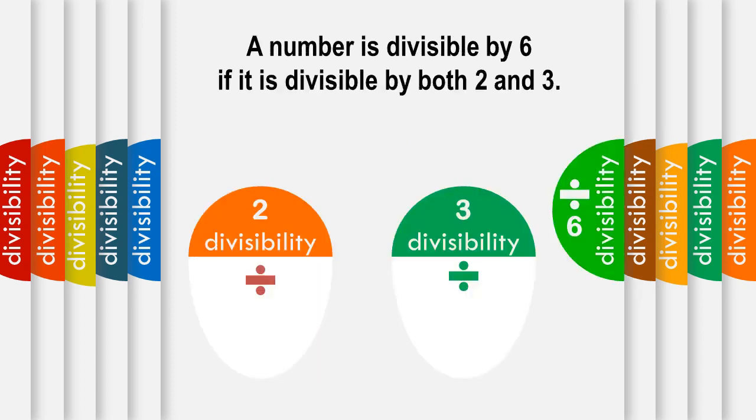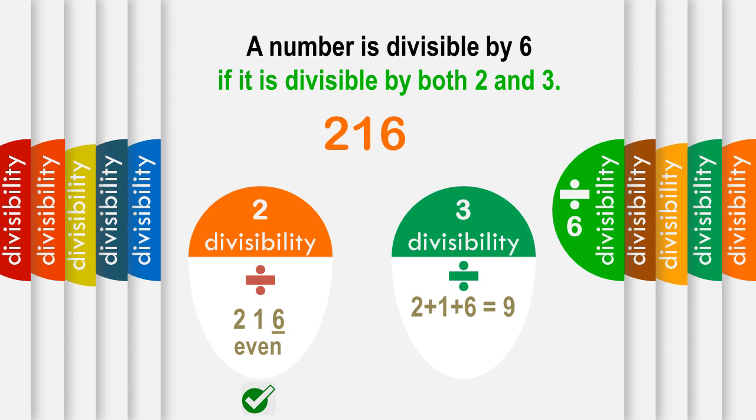Divisibility by 6. A number is divisible by 6 if it is divisible by both 2 and 3. For example, look at the number 216. Is it divisible by 2? Yes, because the last digit is 6, which is an even number. Is it divisible by 3? Yes, because the sum of the digits is equal to 9, and 9 is divisible by 3 also. Hence, 216 is divisible by 6.